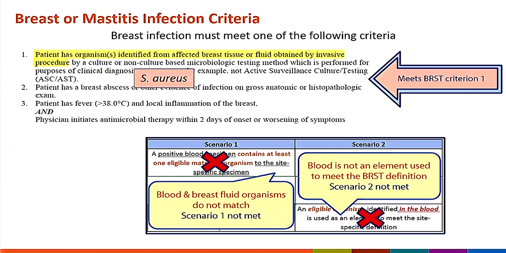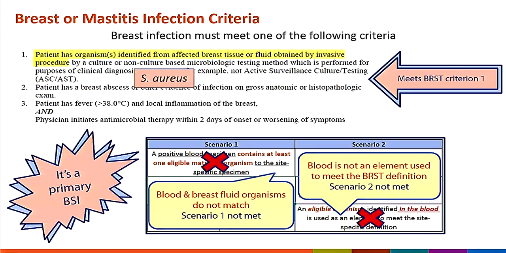The patient does not match scenario 1 nor scenario 2. He doesn't match scenario 1 because he doesn't have a specimen from the site of infection that matches the blood specimen. In this case, we had Staph aureus at the site, and the patient had coag-negative staph from the blood cultures. So we don't have a match there. And there is no breast criterion that includes the identification of an organism from a blood specimen, and so therefore the patient does not meet scenario 2 either. And so this is actually a primary BSI for NHSN purposes.